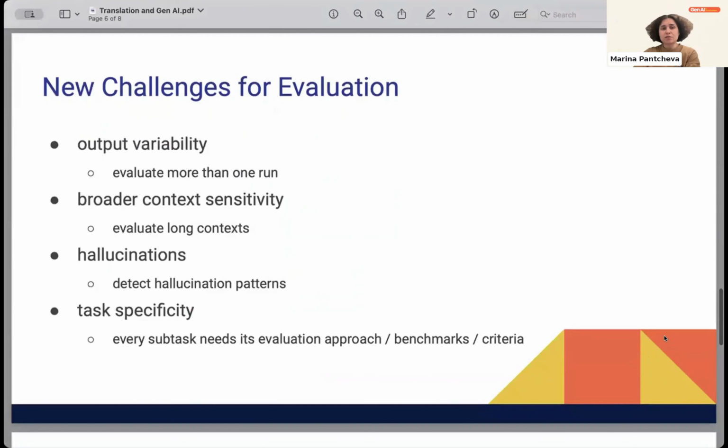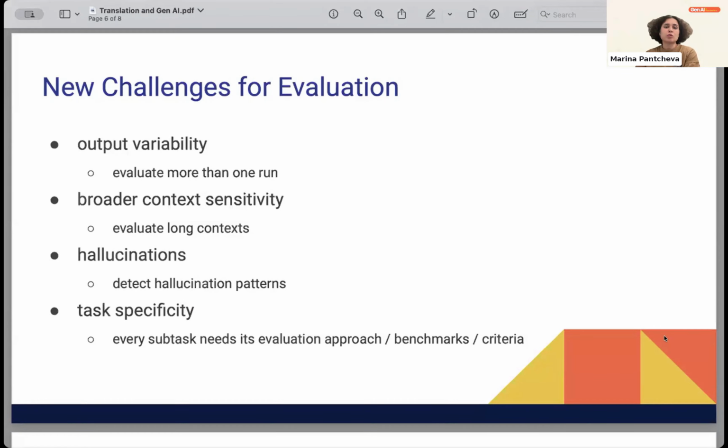So what are the challenges for evaluation based on what I have told? The first challenge we face with LLMs is output variability. LLMs are non-deterministic, so we sometimes need to evaluate more than one run, not for everything, but for some cases, just to be aware that we don't have some horrible hallucinations or some unsafe content or some errors.